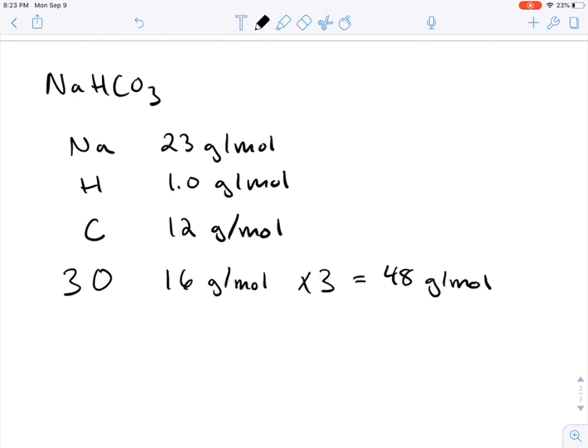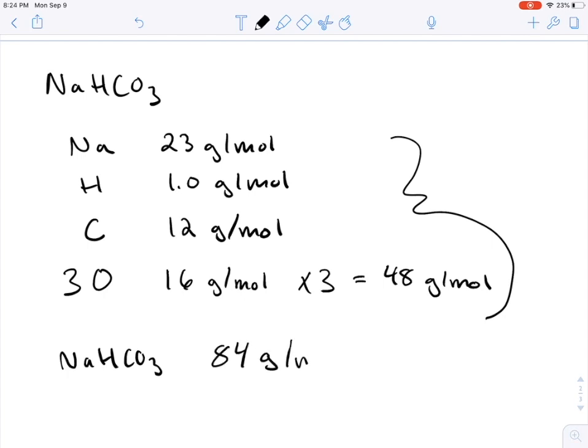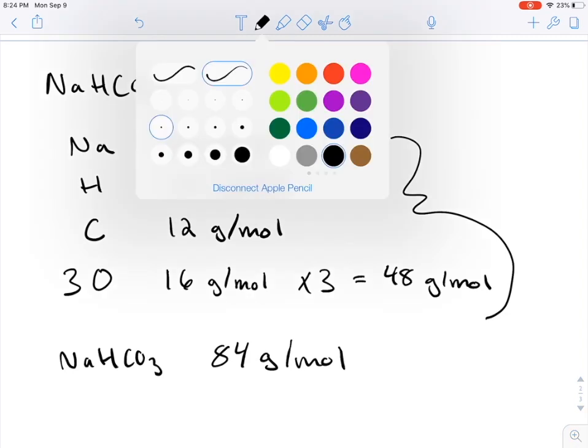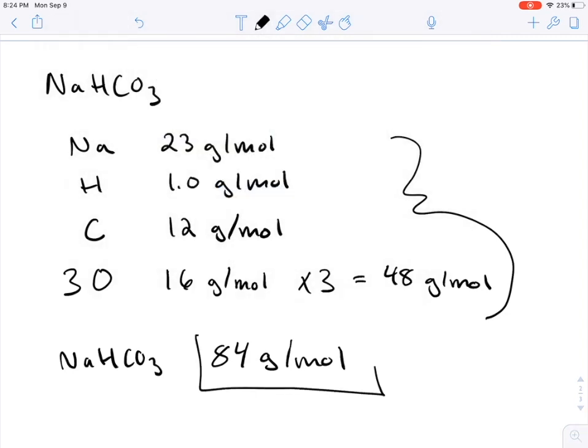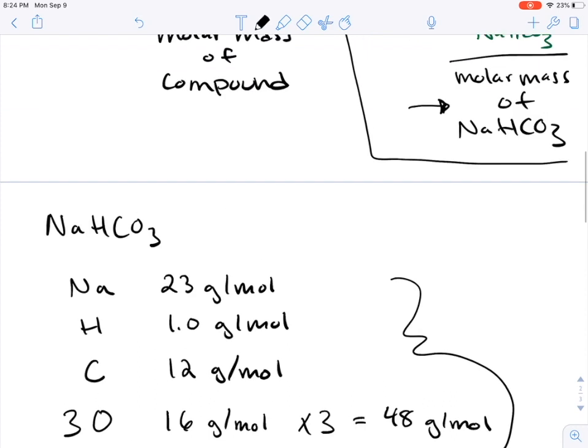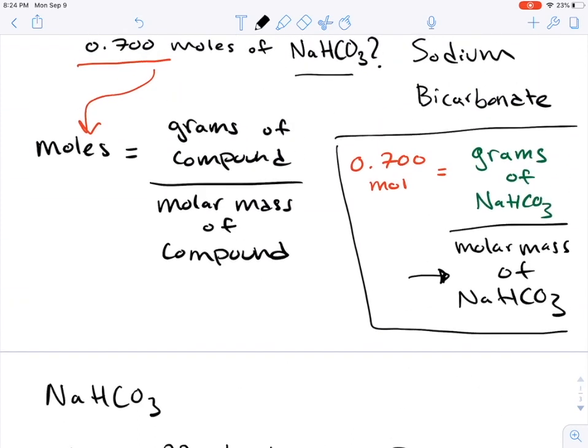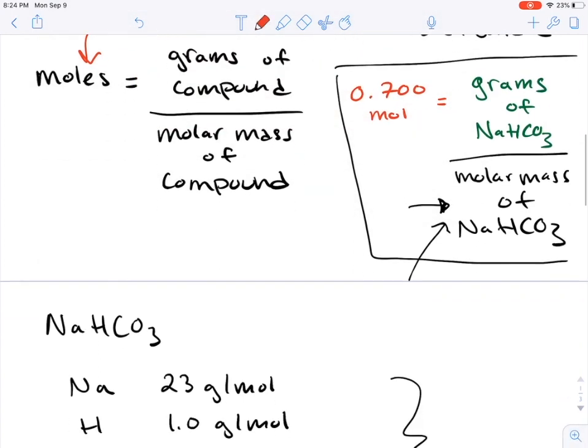So what we do is we add up everything that we've just found from our periodic table, and NaHCO3, sodium bicarbonate, should have a total molecular weight of 84 grams per mole. And that's going to be very important here, and I'm going to show you guys how. So we just calculated the molar mass of NaHCO3, so I can directly plug that into right here, this part of the equation. So I'm going to go ahead and I'm going to rewrite our equation.